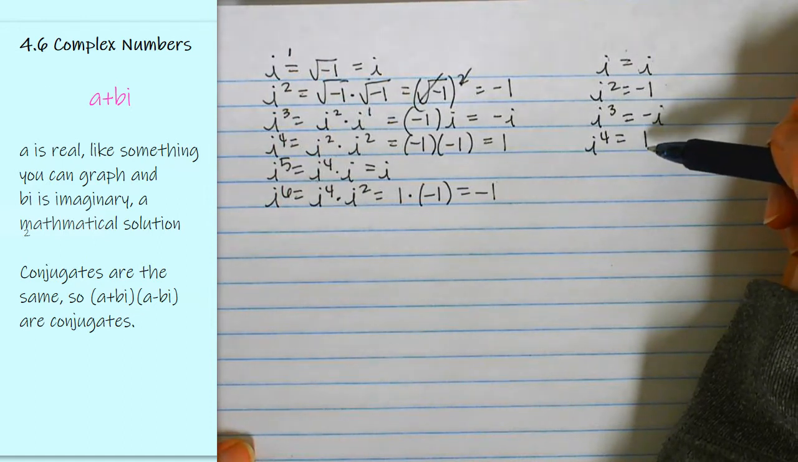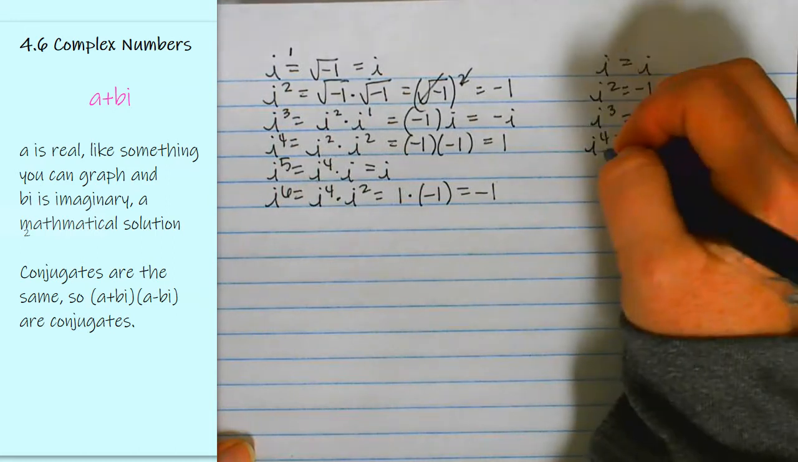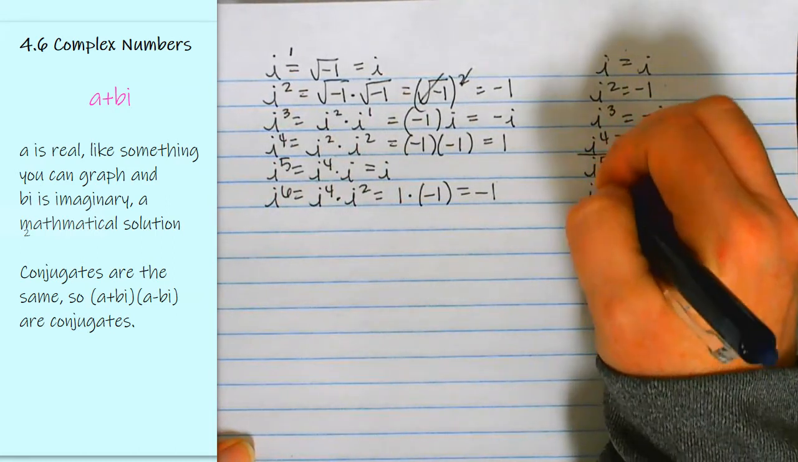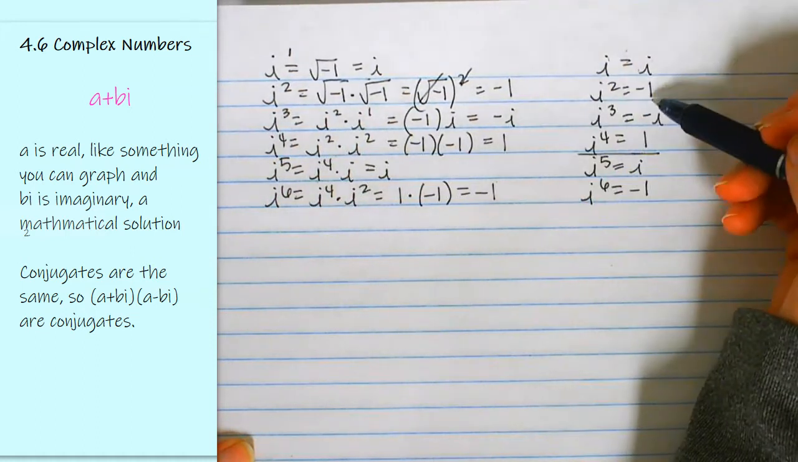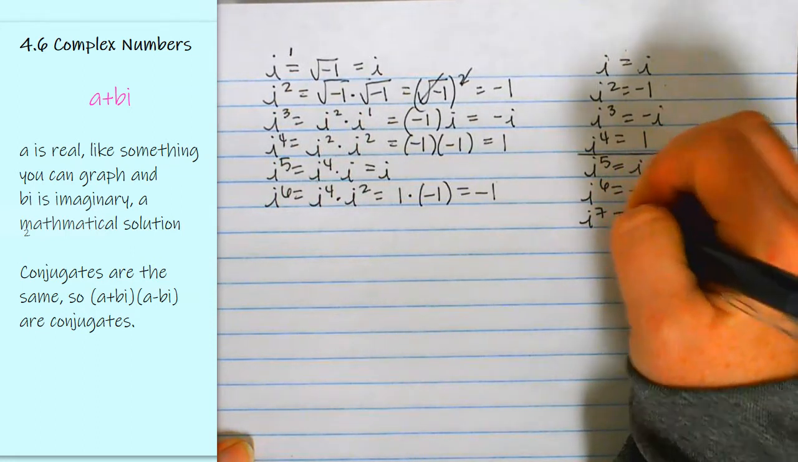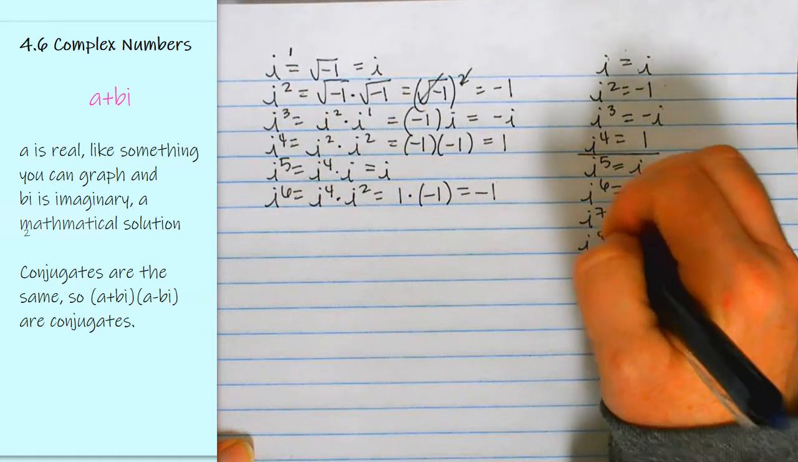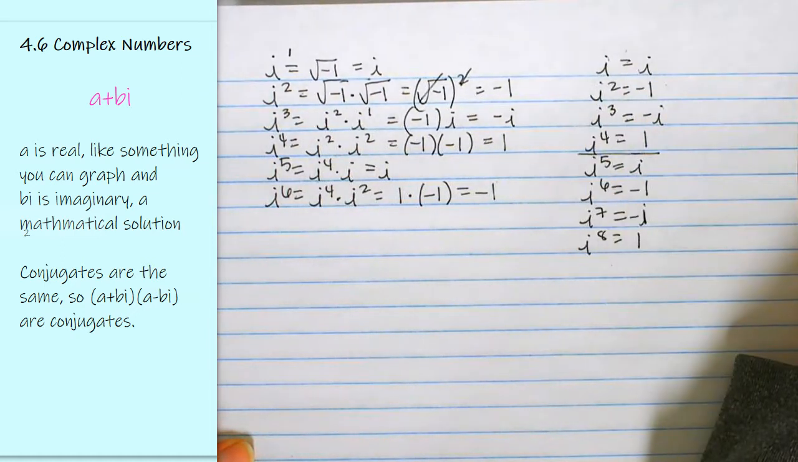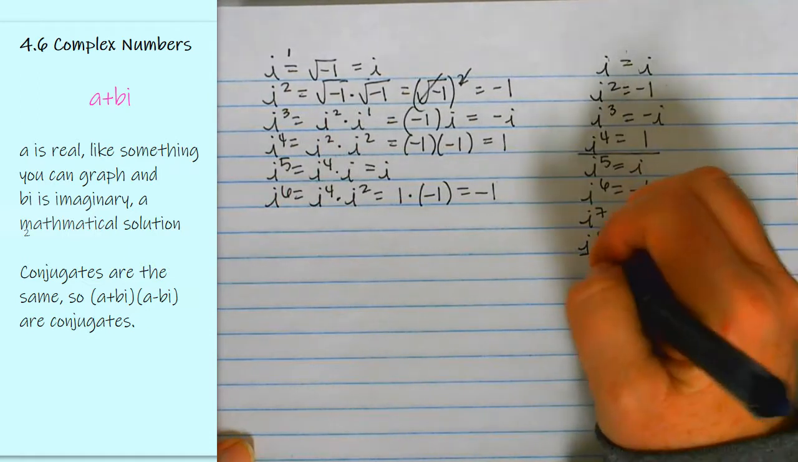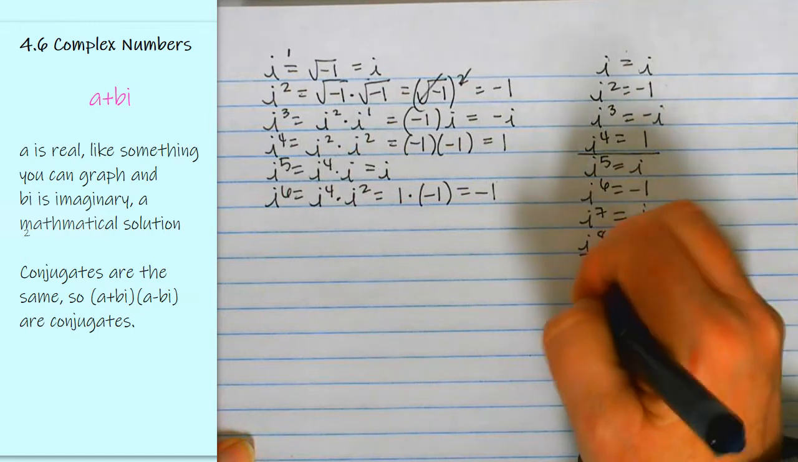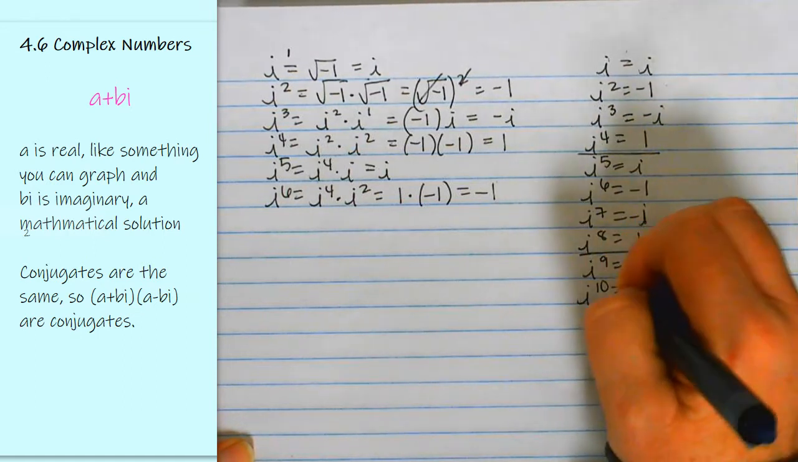And then after i to the fourth, it starts to repeat. So i to the fifth equals i, i to the sixth equals -1, i to the seventh equals -i, i to the eighth equals 1. And it would repeat again. You can probably stop writing. i to the 10th equals -1.